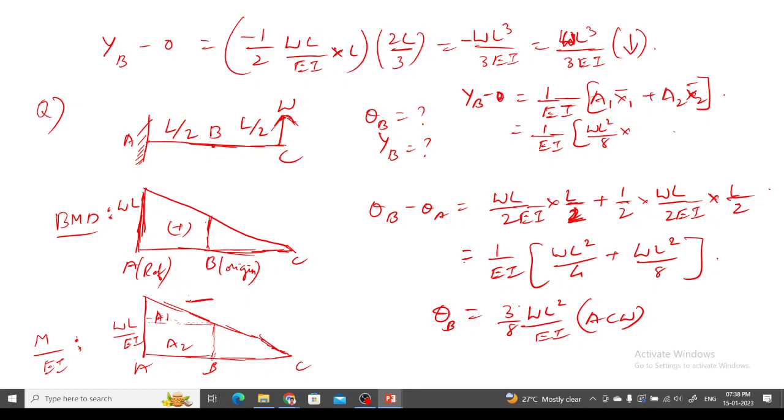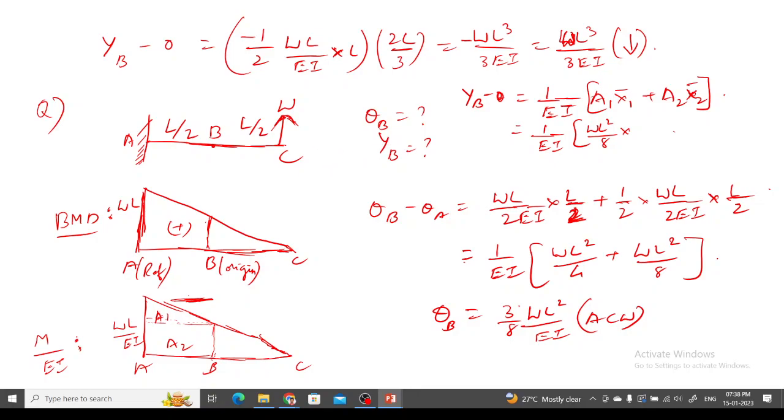How are we taking EI common? It is embedded in A1. Like I have written WL square by 8 alone, right? So I have taken EI constant outside. Sir, for the deflection at B, is the answer 5 by 24 WL cube by EI? No, it should be 5 by 48.